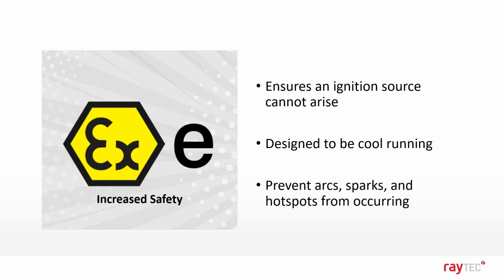This method of protection is focused on preventing any arcs, sparks, or hotspots from occurring. So by removing the ignition source, the third leg of the explosion triangle, an explosion cannot happen.